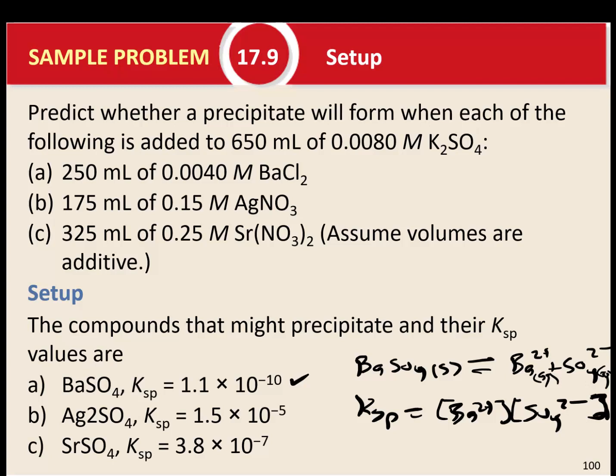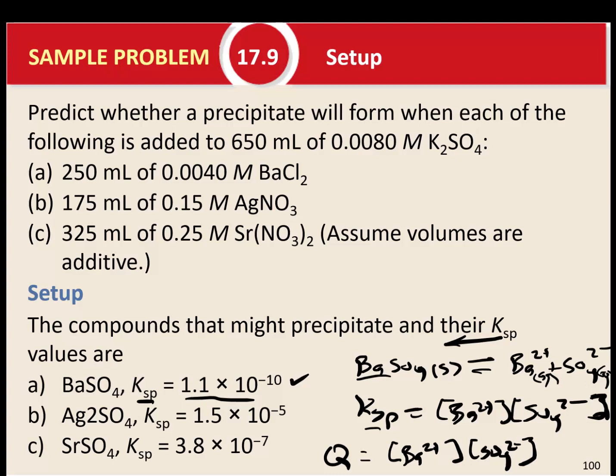Now, we are not solving for KSP. We're solving for Q. KSP is already given. We know what that value is. So what we're solving for is the reaction quotient. What is the initial concentration of the barium ion? And what is the initial concentration of the sulfate ion? And if that Q is greater than KSP, then this reaction is going to go in this direction and we're going to form the precipitate. That's the way it works.